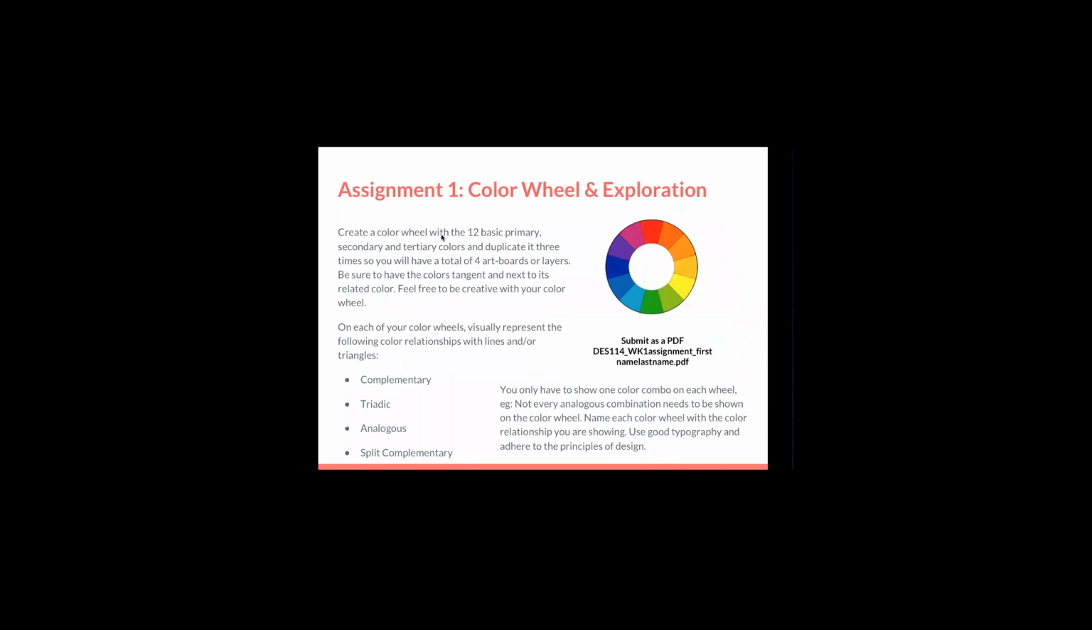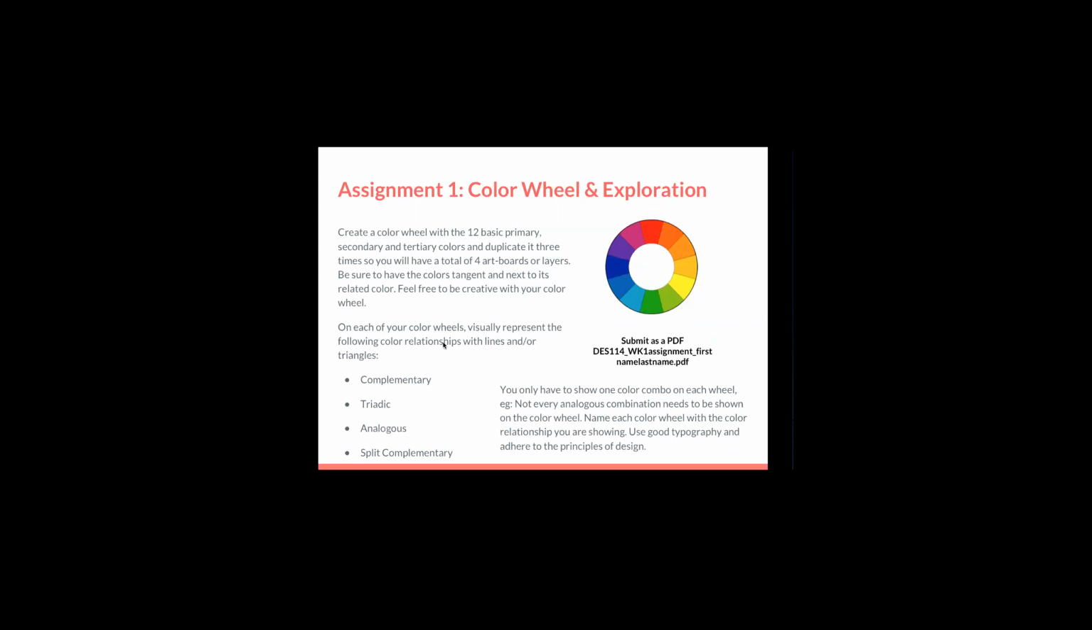Okay, so you're going to create a color wheel with the 12 basic primary, secondary, and tertiary colors and duplicate it 3 times. So you will have a total of 4 artboards or layers. Be sure to have the colors tangent and next to its related color. Feel free to be creative with your color wheel, so you don't have to necessarily have a traditional one. On each of your color wheels, visually represent the following color relationships with lines or triangles.